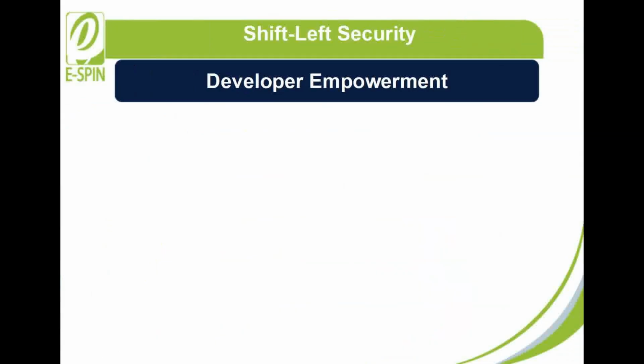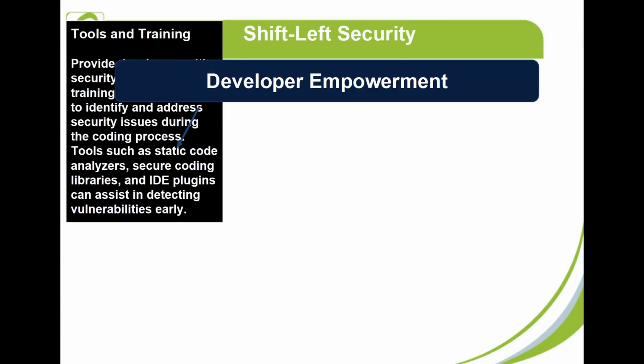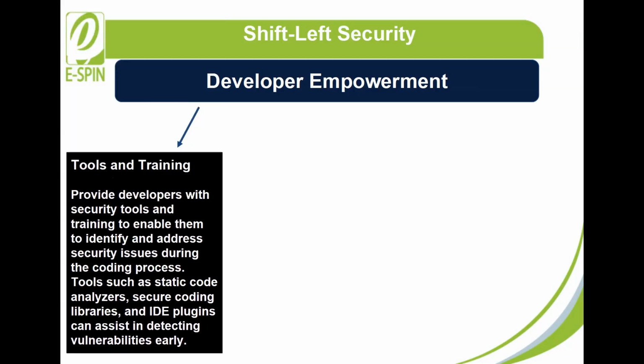Developer empowerment is the second component of shift left security. Developer empowerment includes tools and training, best practices, and an example. Tools and training: provide developers with security tools and training to enable them to identify and address security issues during the coding process. Tools such as static code analyzers, secure coding libraries, and IDE plugins can assist in detecting vulnerabilities early.